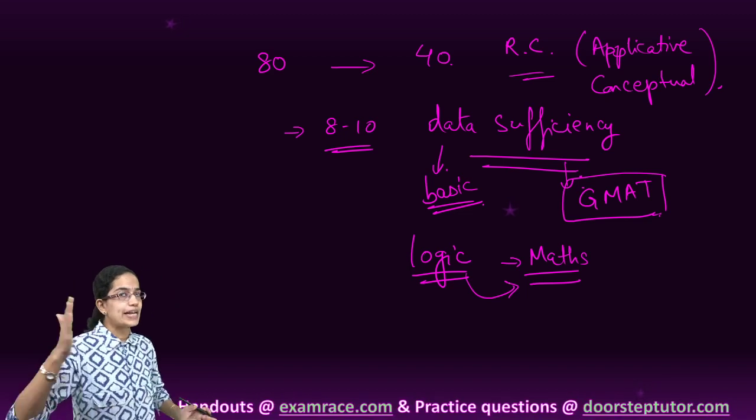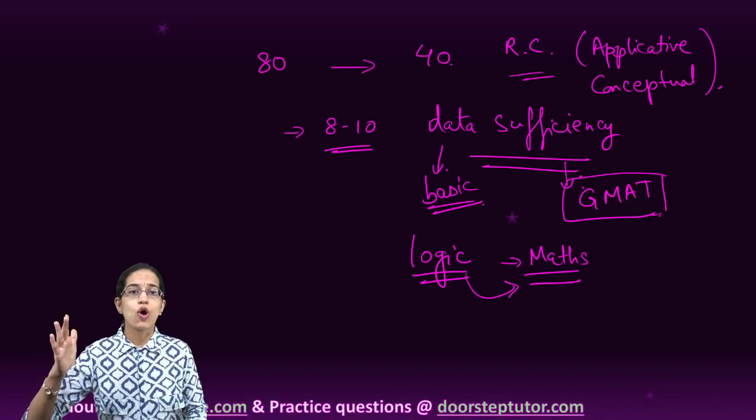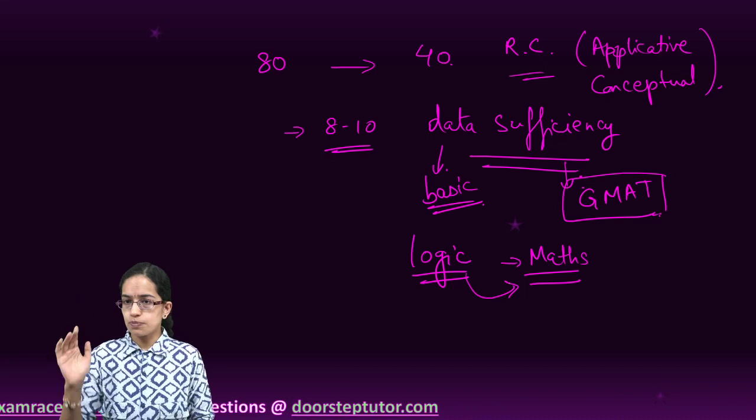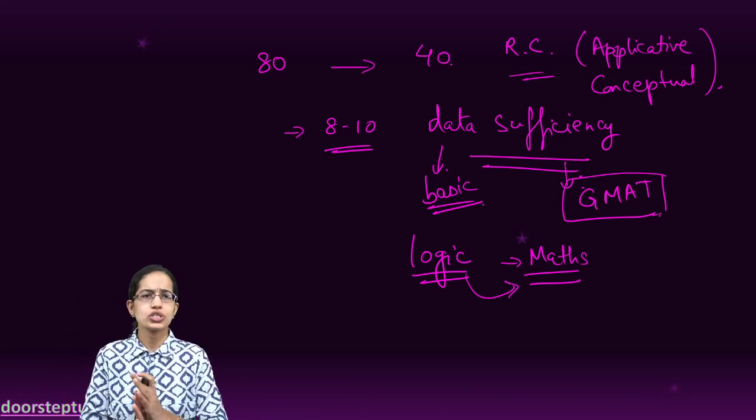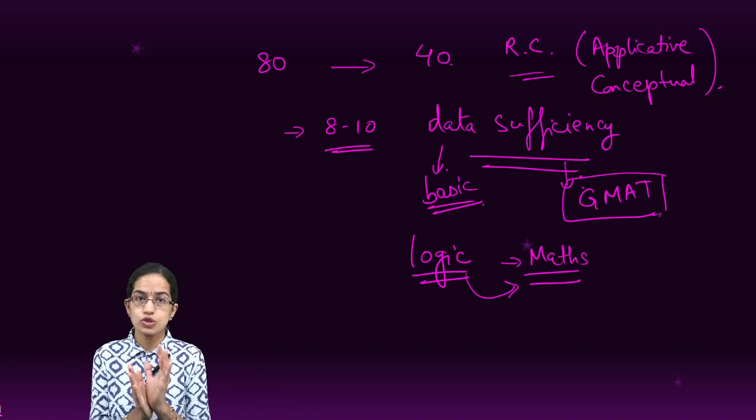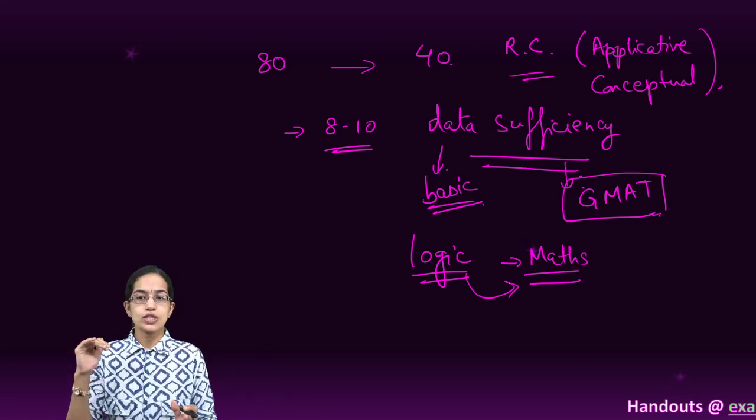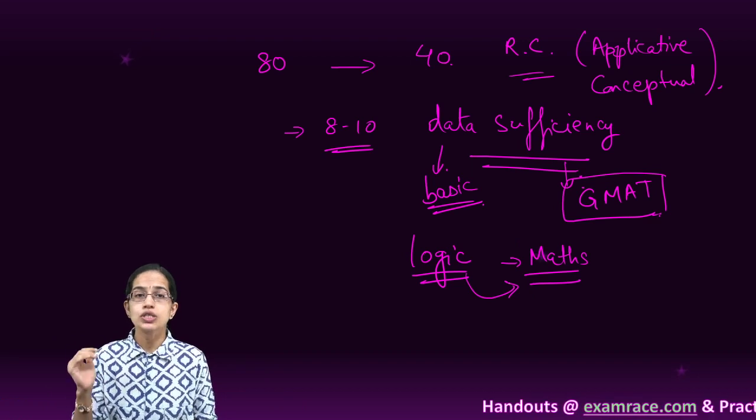In the 2019 paper, we had seen questions from cubes, dice, speed, train problems, profit and loss. So profit and loss was also there this time, but the questions were very conceptual. There were no difficult questions. There were no questions on mixtures and alligations.